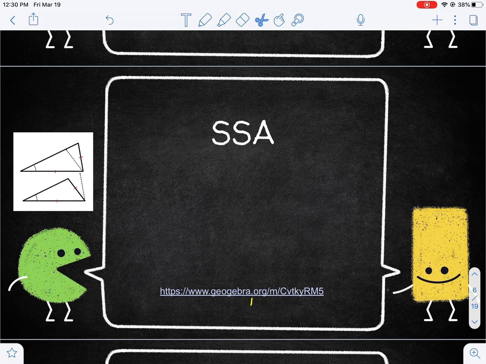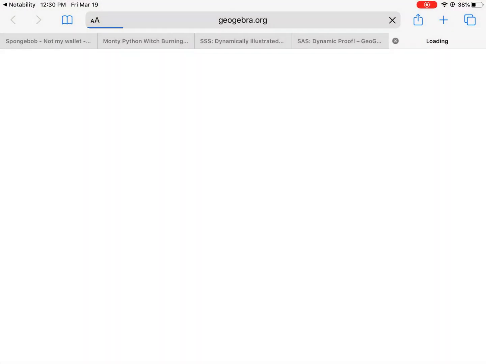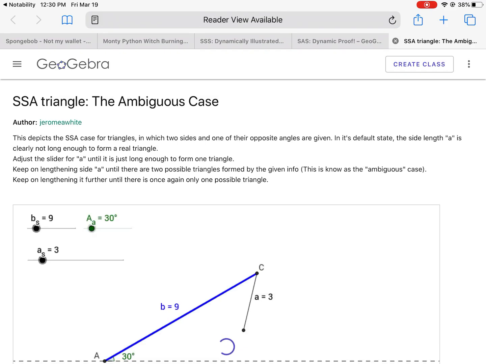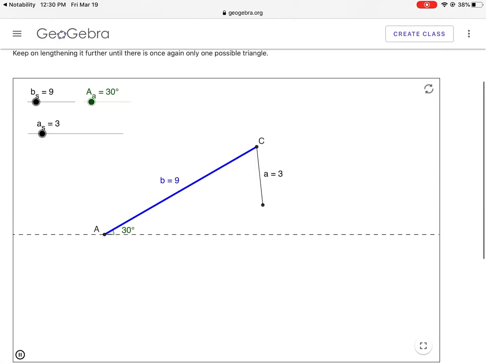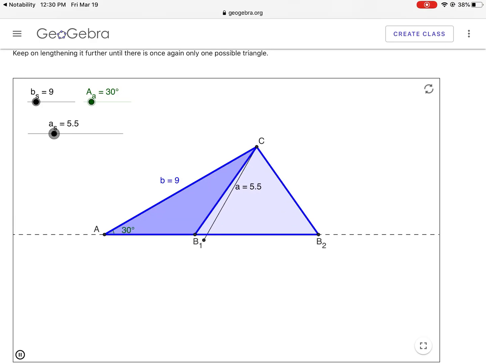Going back to side-side angle. I've got an angle here, and even though I'm keeping that 30-degree angle, I am able to move that length A = 3 around. And when I do that, then I can make multiple triangles. So if I keep A at 5.7, let's say, I could make a triangle that lands at B1 or that lands at B2. And those triangles are not identical.